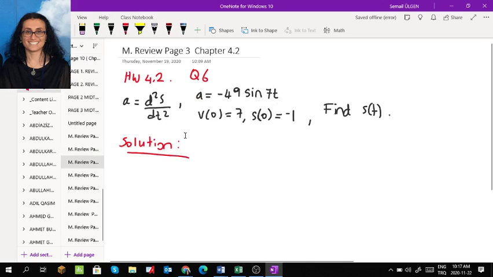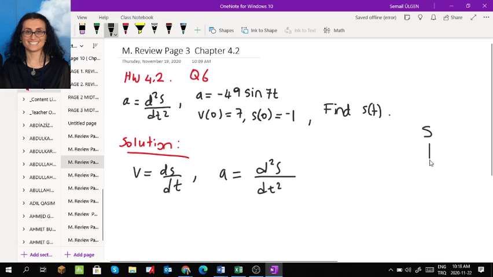So this is going to include all of such numbers. Okay, so let's get this. Homework 4.2, question 6. There's a body that's moving. Its acceleration is given, acceleration is minus 49 sine 7t, and the initial velocity and initial position are given. They're asking to find s of t. So we know that the velocity is equal to ds dt, and acceleration is equal to d squared s dt squared. We know that, so we have to go backwards.